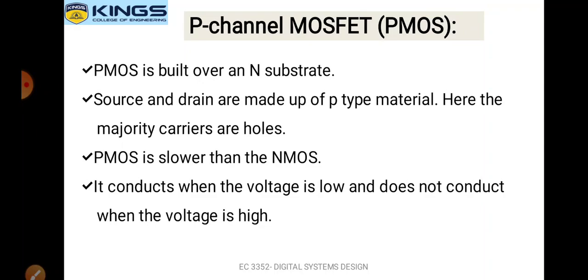Here the PMOS is built over an N substrate. Here the source and drain are made up of P-type material. Here the majority charge carriers are holes. PMOS is slower than the NMOS. Then let's see the last point. You have to remember this one. P channel conducts only when the voltage is low and does not conduct when the voltage is high. Okay. N channel will conduct only when the voltage is high. P channel will conduct only when the voltage is low.